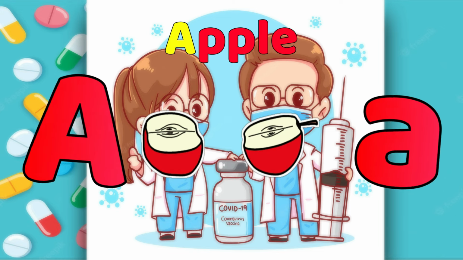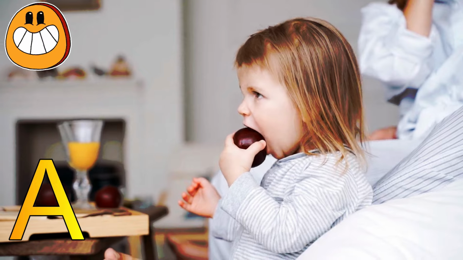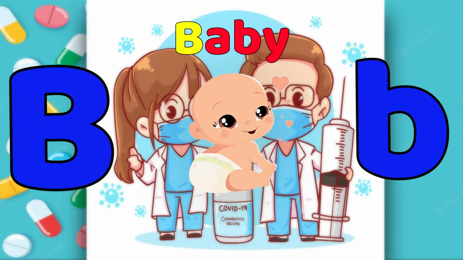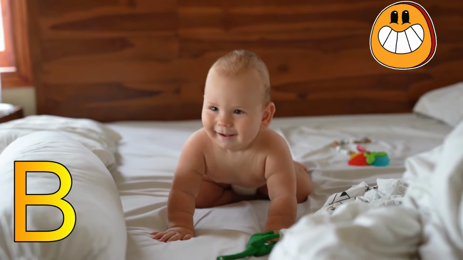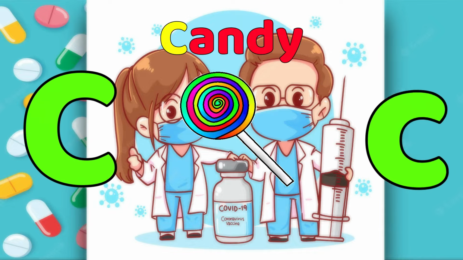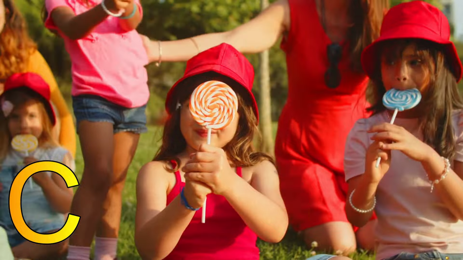A is for apple, a, apple. B is for baby, b, b, baby, b, baby. C is for candy, k, k, candy, c, candy.